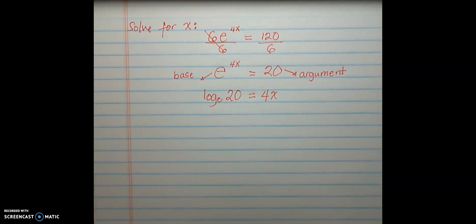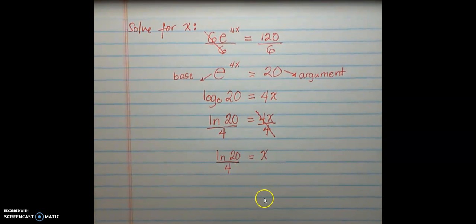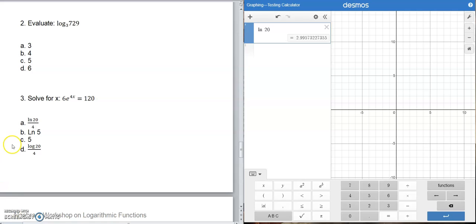Now you all know that log base e is the same as ln. So log base e of 20 is just going to become ln 20 equals 4x. And now we can isolate the x by dividing both sides by 4. And so now your answer is x equals ln 20 over 4. Do not make the mistake of canceling out or simplifying 20 by 4, because ln 20 by itself is a number. So do not divide 20 by 4. So our answer here is letter A.